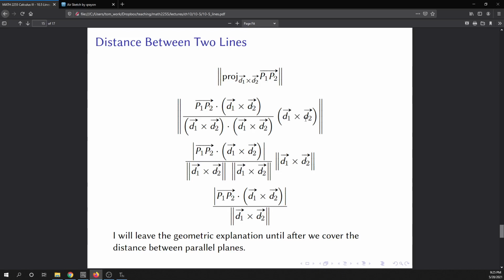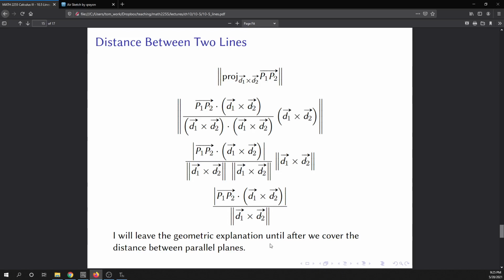Then times the magnitude of this vector here. So that's again where this magnitude of the cross product is coming from. So this would be the absolute value of this scalar out in front times the magnitude of this vector. And then one of these factors will cancel out, okay? That leaves me with just this top part of this fraction and one of these magnitudes of the cross product in the denominator, okay? So that's where the formula comes from. It's just the orthogonal projection, right?